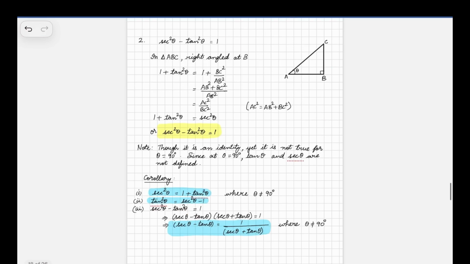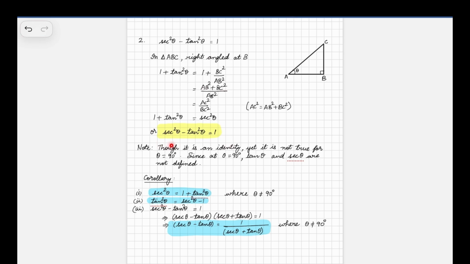The second identity is secant square theta minus tan square theta equal to 1. In the right angle triangle ABC, right angled at B, 1 plus tan square theta. So tan square theta is BC square by AB square. When we take LCM, we get AB square plus BC square by AB square. Clearly, AB square plus BC square is equal to AC square according to the Pythagoras theorem. So this becomes AC square by AB square, which is nothing but secant square theta. So secant square theta minus tan square theta is equal to 1.